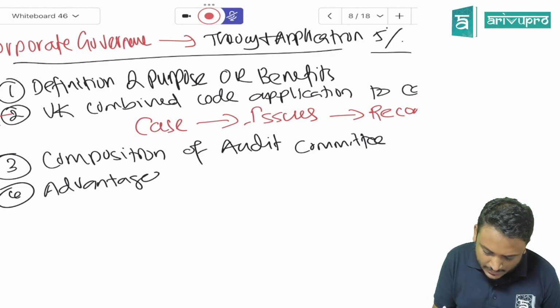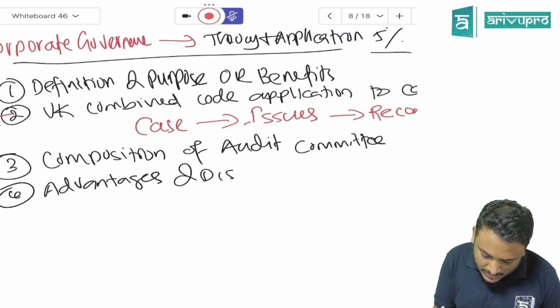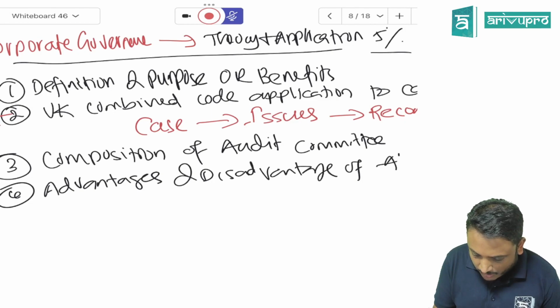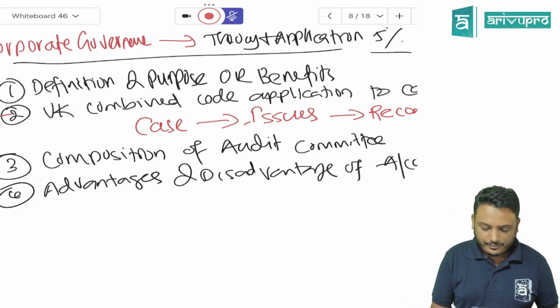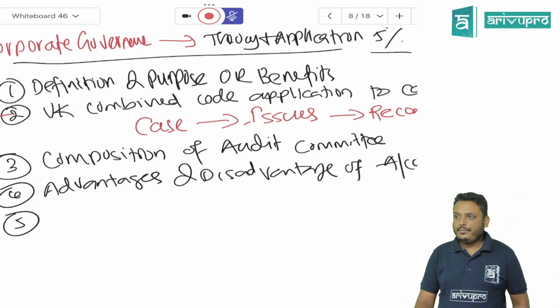These are theories. Advantages and disadvantages of audit committee. These are theories. Number 5.